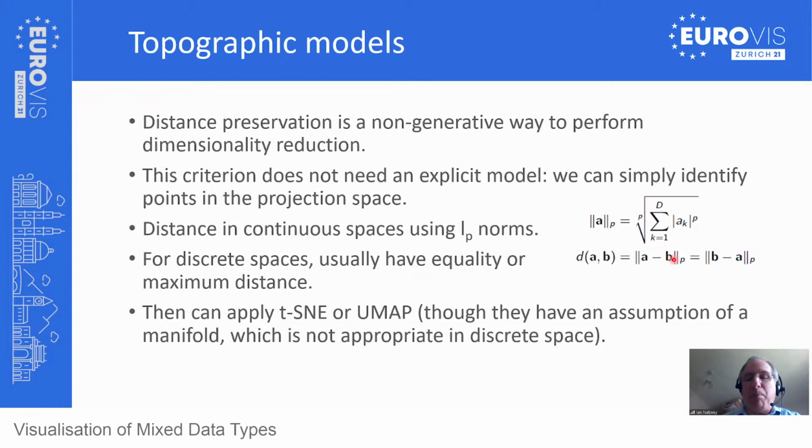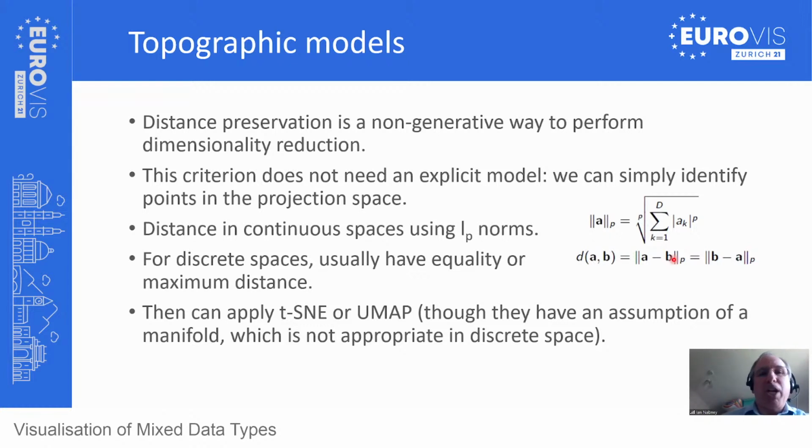And we can then apply topographic methods such as, as I said, t-SNE or UMAP, though it's worth pointing out they do have an assumption that there is a manifold underlying the dimensionality reduction, and manifolds don't really work in discrete data spaces. So yes, one can apply them, but there is already a slight problem with semantics.